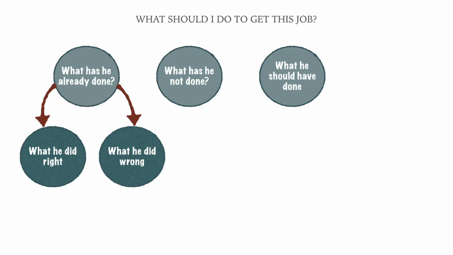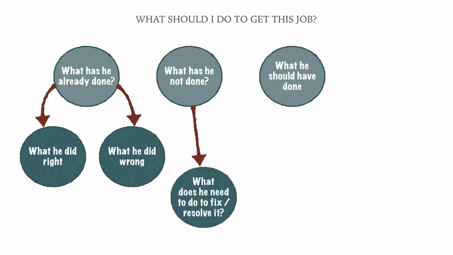Now, from what has he not done, we get really specific, and we break it down and say, okay, what does he need to do now? So whatever he has not done, we're going to look at what he needs to do now to fix it or resolve it, because he's not done that. It could be connected with what he did wrong, but it's not necessarily going to be true. But you can look at the connection between both these angles later on.